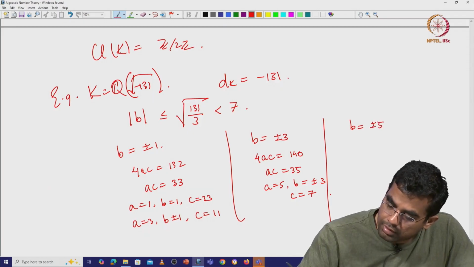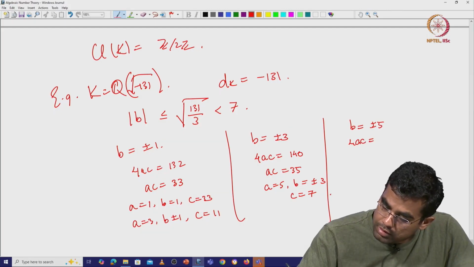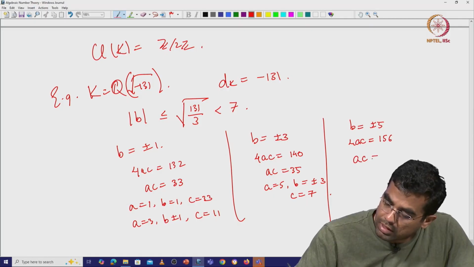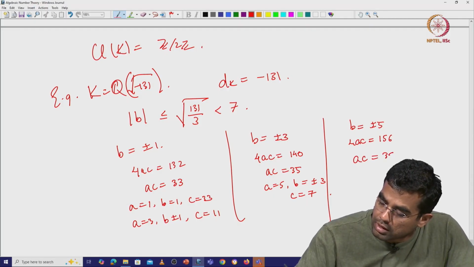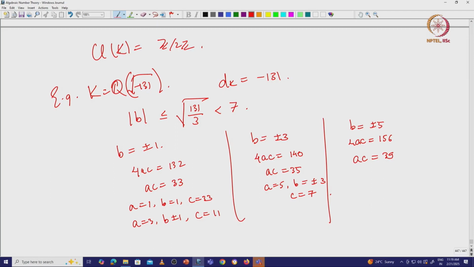Or you can have B to be plus minus 5, in which case 4 times AC is 25 plus 131, which is 156, so A times C is 39. The only factorizations of 39 are 1 and 39, and 3 and 13, and none of those are permissible, because A has to be at least 5, and C also has to be at least 5. So there are no solutions here.